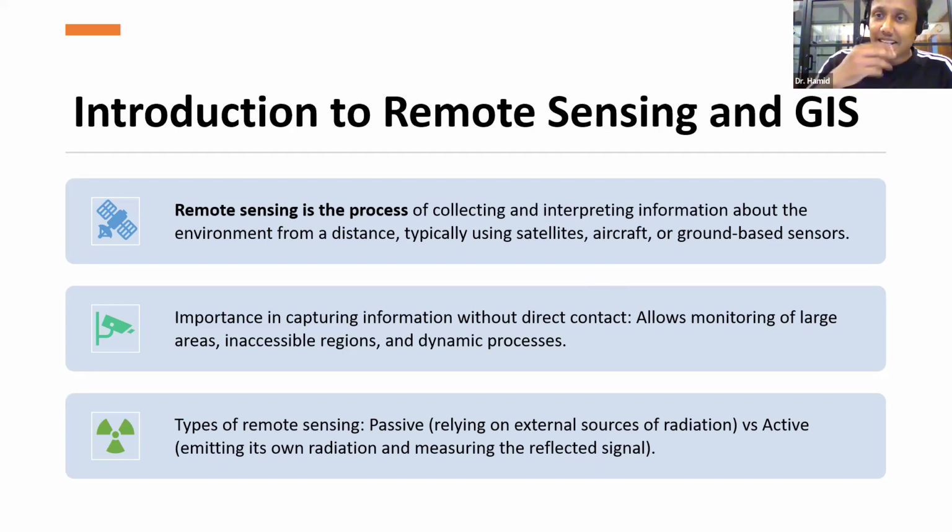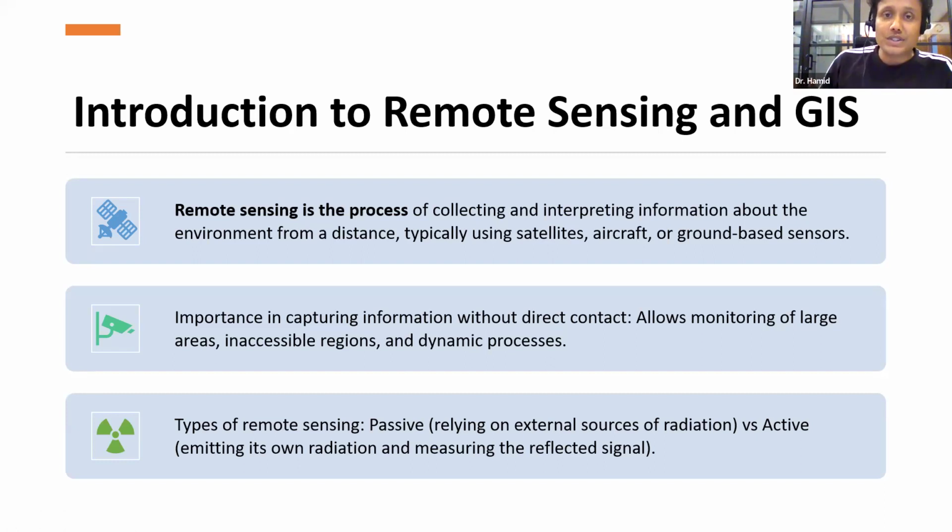So remote sensing is actually, in very simple terms, collecting information without having physical contact with a particular target. So even if you take a photograph and analyze that photograph, that comes under remote sensing. It's basically the process of collecting and interpreting information about the environment from a distance.